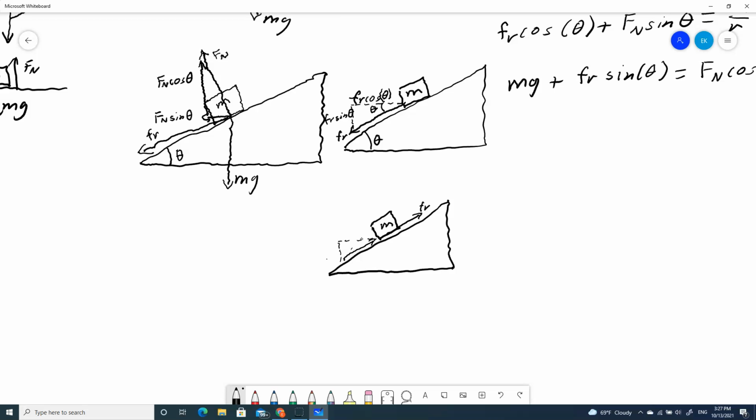So this force of friction is going to be F_r, and I already showed it right here. So the horizontal component is going to face this way. That's going to be F_r cosine theta. This is theta. They're the same magnitude, they're just the opposite direction. And this one right here is F_r sine theta.